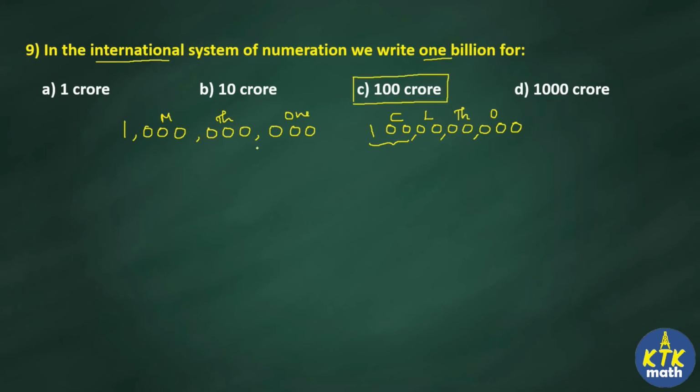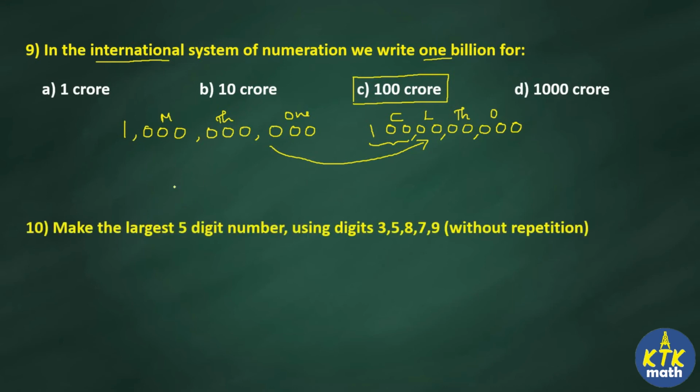So whatever number they gave in the question in terms of the international system, I am just writing and converting it into the Indian place value system by just separating the commas in different methods. We know how to separate the numbers with commas in the international system and the Indian system. So with the help of that, we can find the answer very easily.